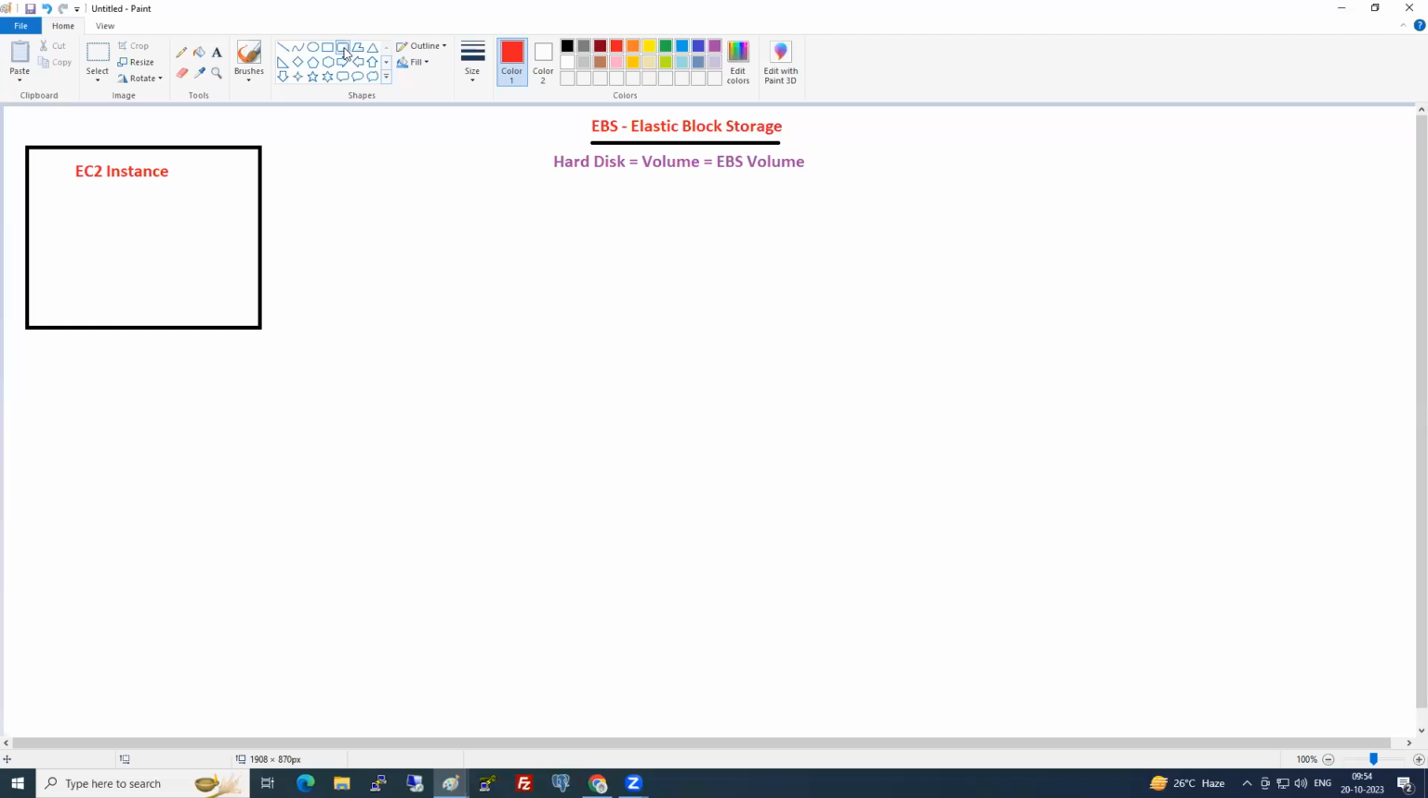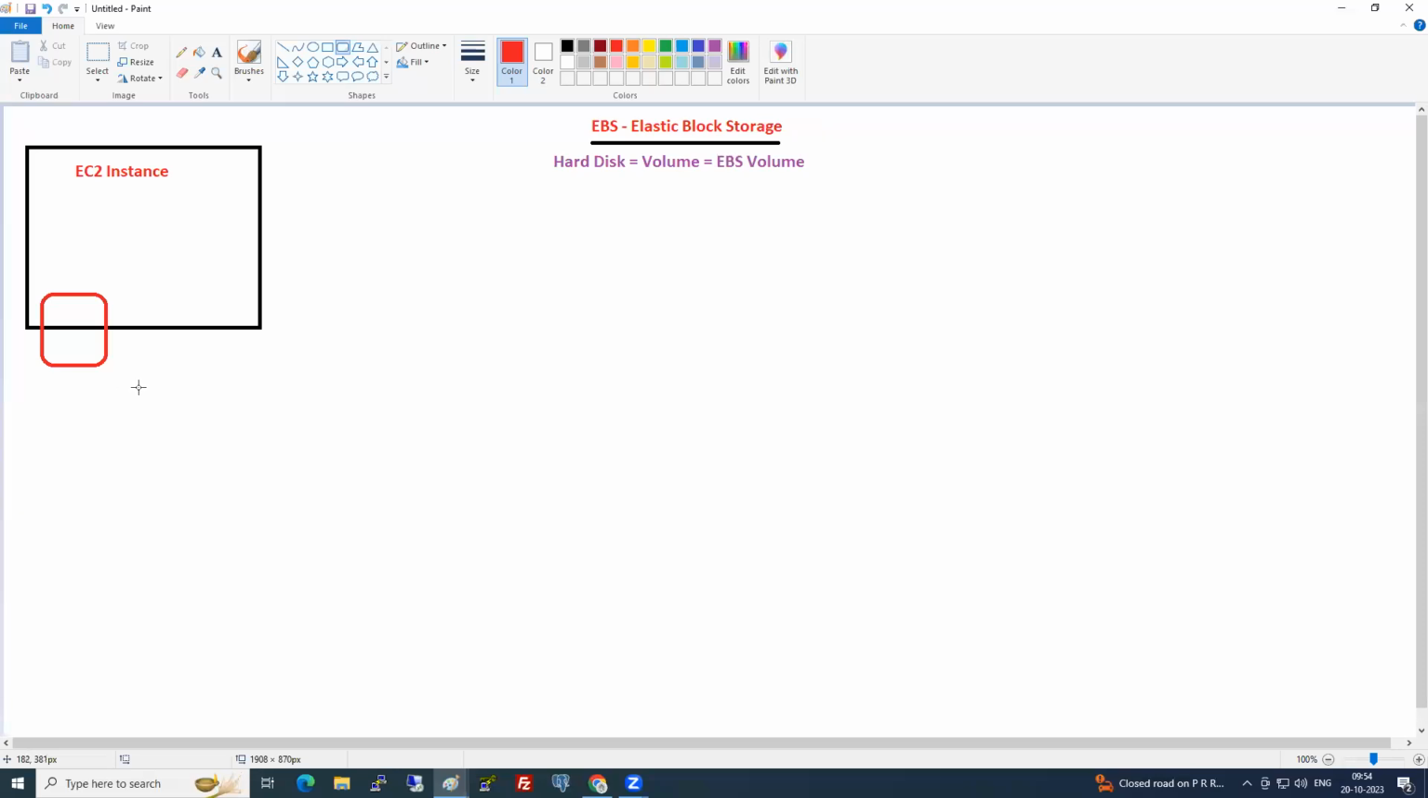So how many steps are there to launch an EC2 instance? That is the bigger topic. All those 7 steps we will learn one by one. One of the steps is about the volume storage. This is related to the storage. What is the default volume called? Root volume. That root volume is nothing but the C drive only.